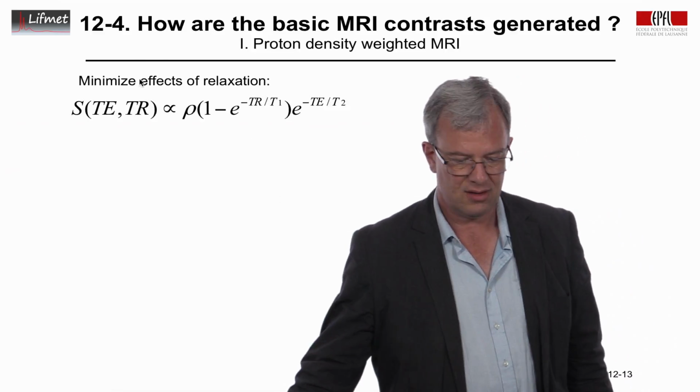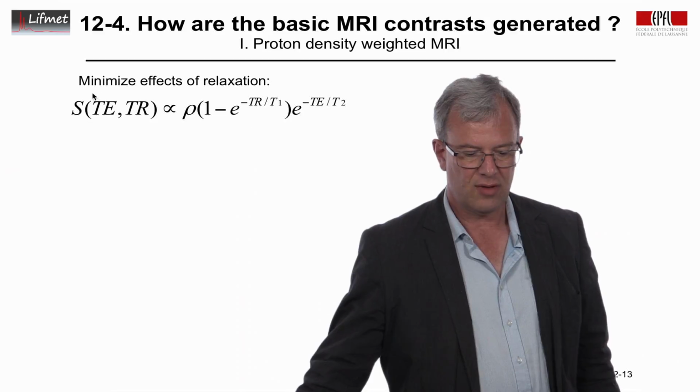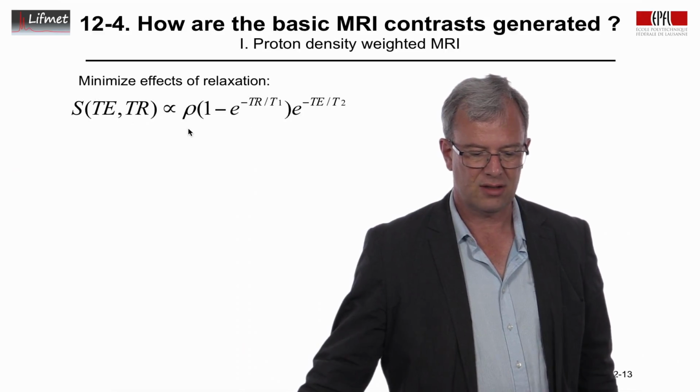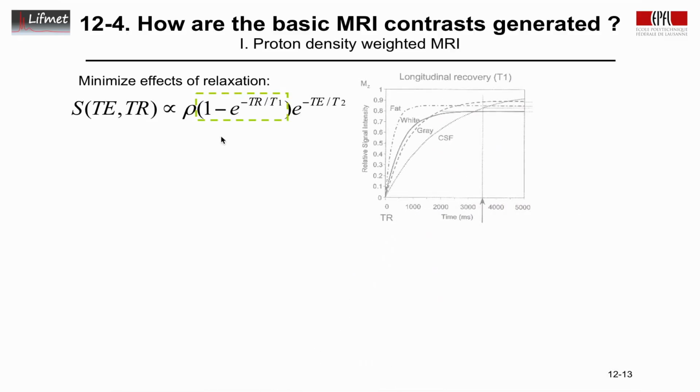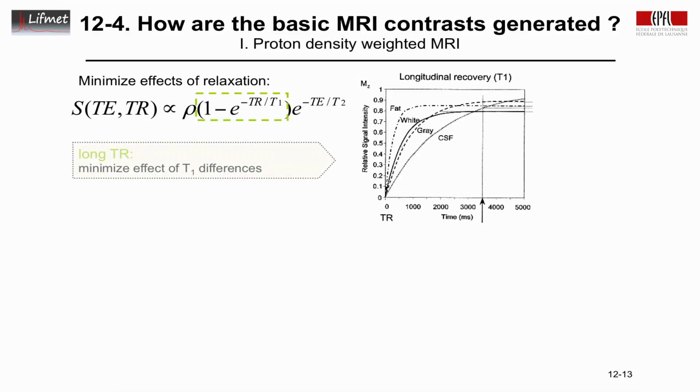So I'll take again the basic equation that we have, the signal as a function of TR and TE. We want to minimize the effect of T1. The T1 here is for different tissues. We don't want to have the effect of T1 on the signal. Essentially what this means is one wants to measure at a TR that is relatively long compared to T1. So it's a long TR. In this example, it's 3.5 seconds. That will minimize the effect of T1 differences.